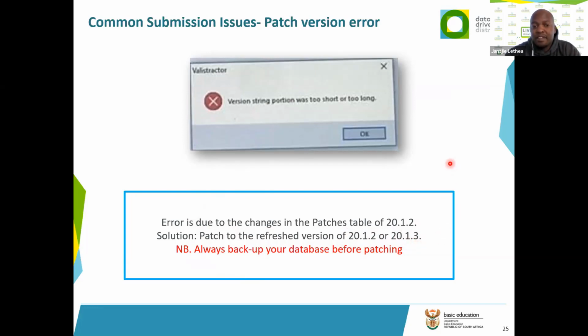And then colleagues, please remember, you will see that there is this NB on each of these error messages that says, NB, please back up your database before patching. It is important because during the patching process, anything can happen. Your database can be corrupted. Some data can be deleted. So you need to make a backup so that should anything like that happen, you can always go back to your backup and replace the one that is corrupted with the latest backup. So please, let's make it a norm to make a backup before we patch.